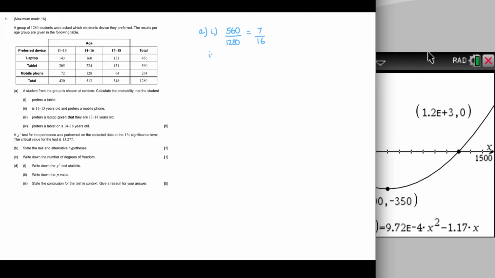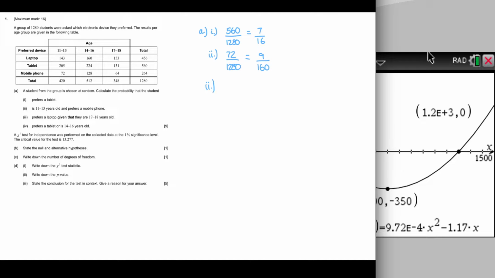Then for the second part of the question, it's an 11 to 13-year-old, so we're only interested in this category here, and prefers a mobile phone. The mobile phone section is this part here, so our answer is 72. There's 72 people that are both this age and preferring a mobile phone. So 72 out of 1,280. And again, we should simplify that down, 9 over 160. And you could write the decimal as well.